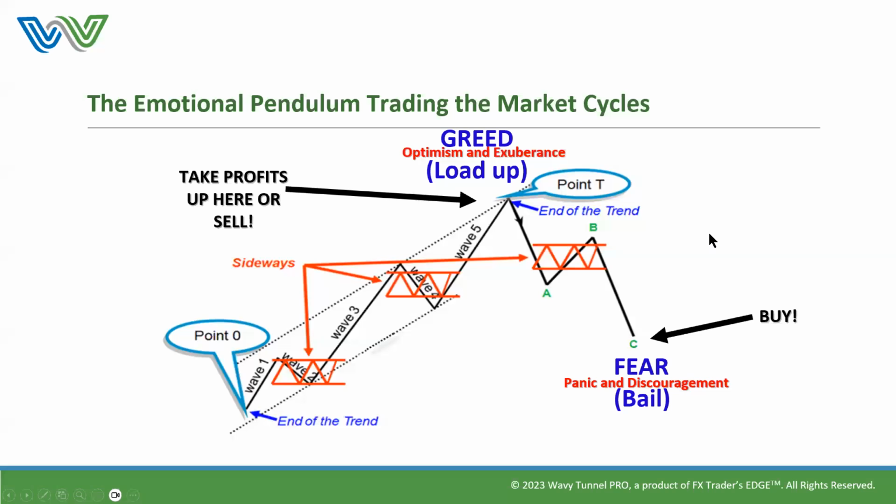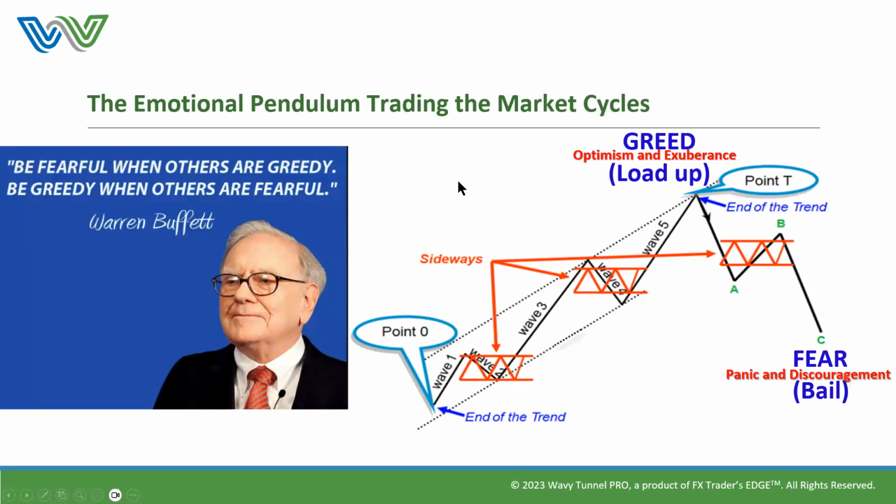So let's move on and let's see how we can use this in our trading. By the way, Warren Buffett, the perfect contrarian, says be fearful when others are greedy and be greedy when others are fearful. So he succinctly put it that up here we need to be fearful, and down here we need to be greedy.